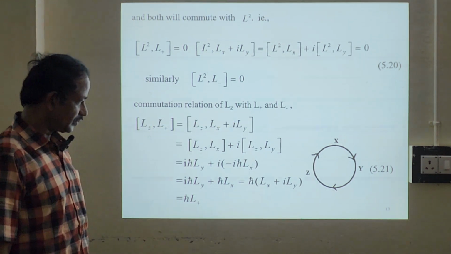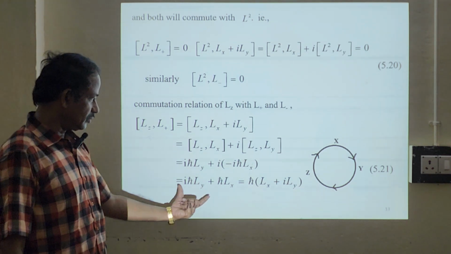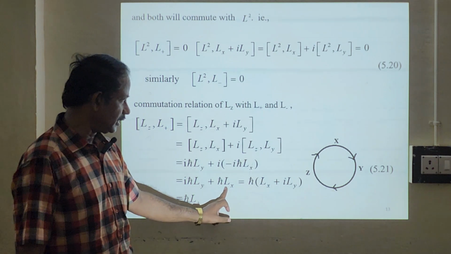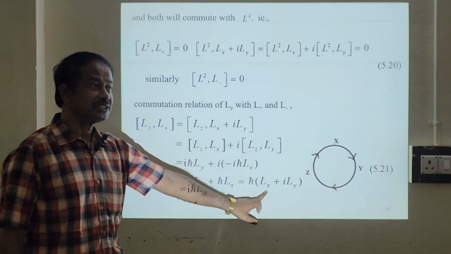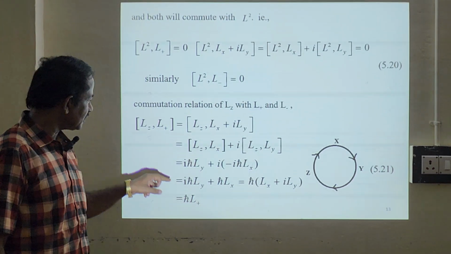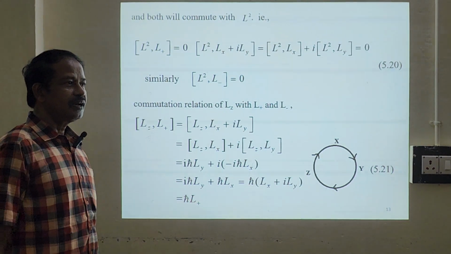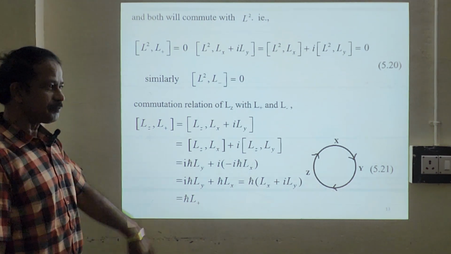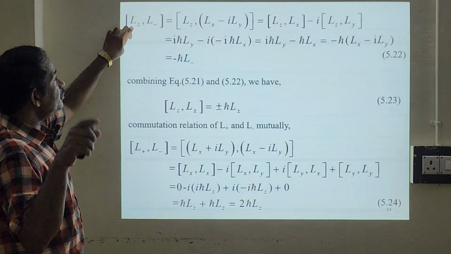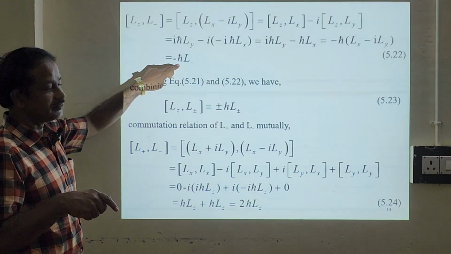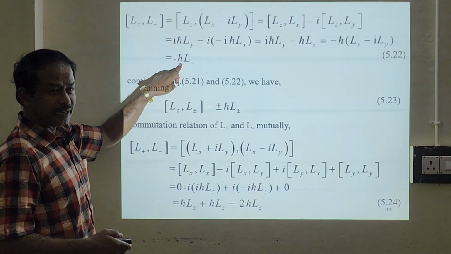Already one i is there, so that gives i squared equals minus 1, so you will have plus h bar Lx. We can pull h bar out, which gives Lx plus iLy. Already we know this is the expression for the raising operator. So the commutator of Lz and L plus gives h bar L plus. Similarly, Lz commutated with L minus will give minus h bar L minus.